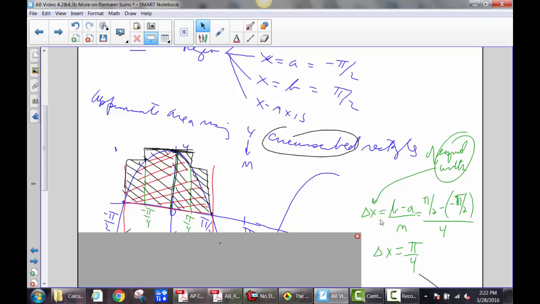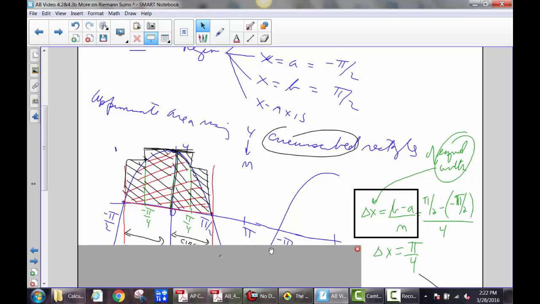Your delta x, the formula for delta x is always the same, and your delta x is this quantity right here, because you're taking the distance between A and B and you are dividing it into 4 equal parts in this case. So B minus A is what the distance is. B minus A is pi over 2 minus negative pi over 2, which is pi, and then you divide that distance in 4 equal parts, pi over 4. So the width of each rectangle is pi over 4.